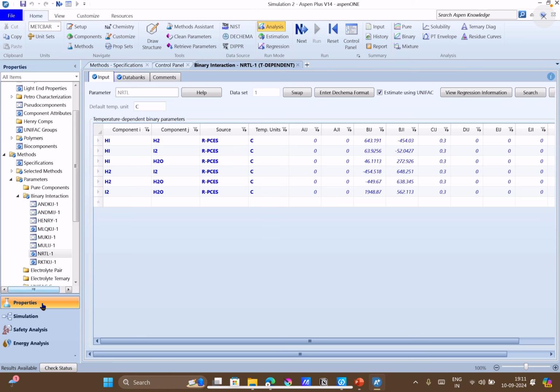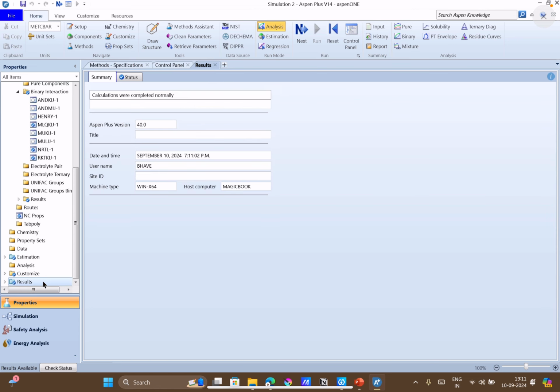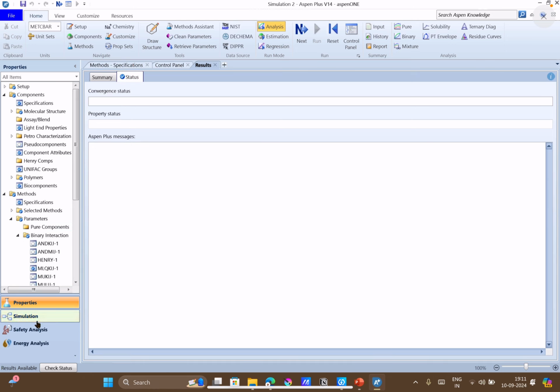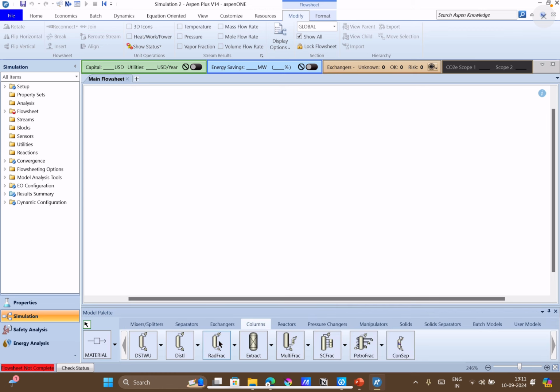Results are available. So this is done, property analysis is done. Let's go to the simulation part. Now we have to do reactive distillation. For that we know the RadFrac column itself is useful for a reactive distillation column design. Select the RadFrac column.